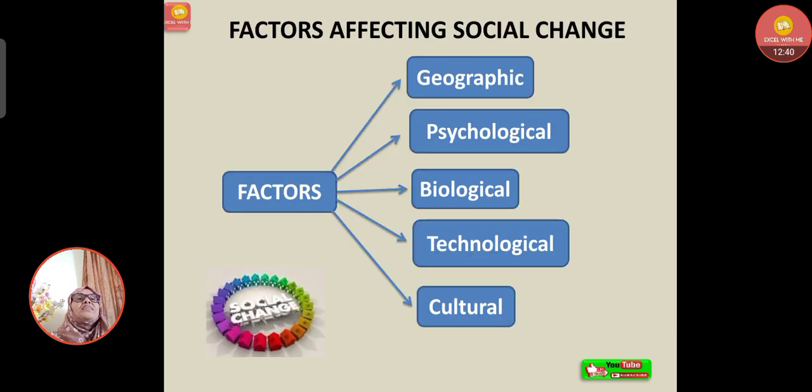Now what are the factors affecting social change here? Social change is a product of many factors. These factors may be grouped under these headings of geographical, psychological, biological, technological and cultural factors. Let's see one by one quickly.